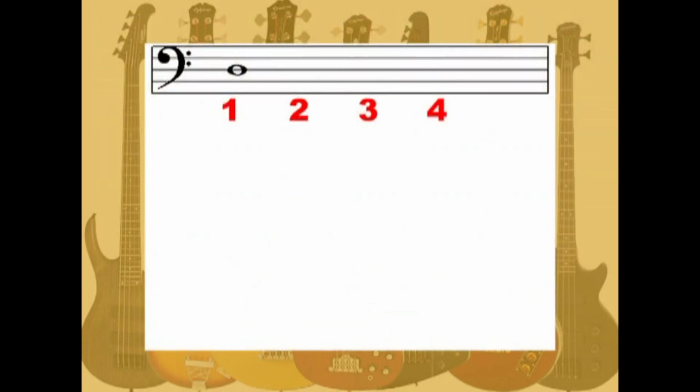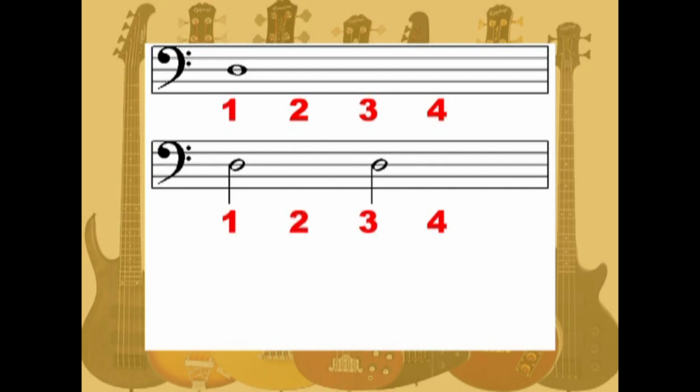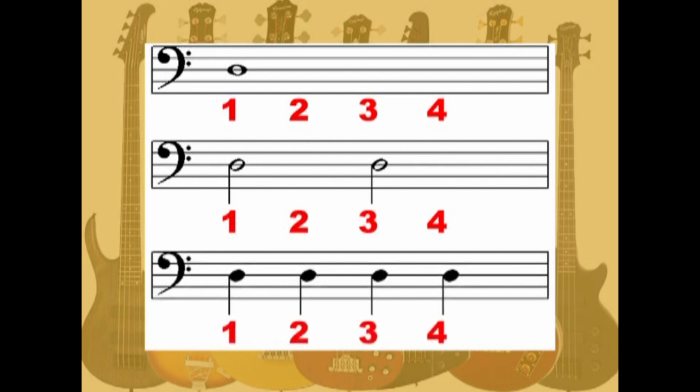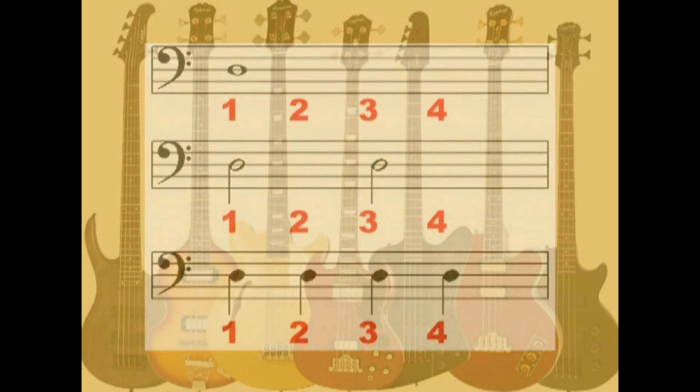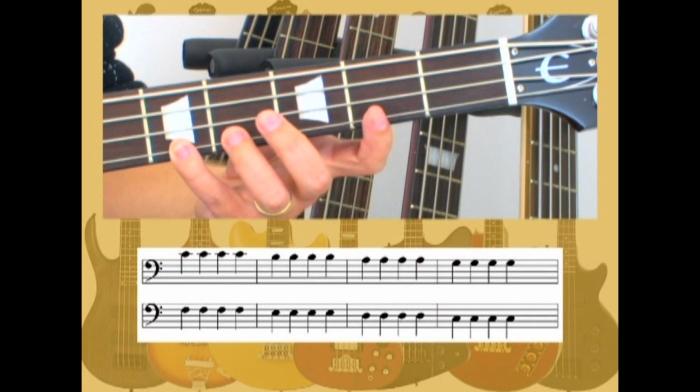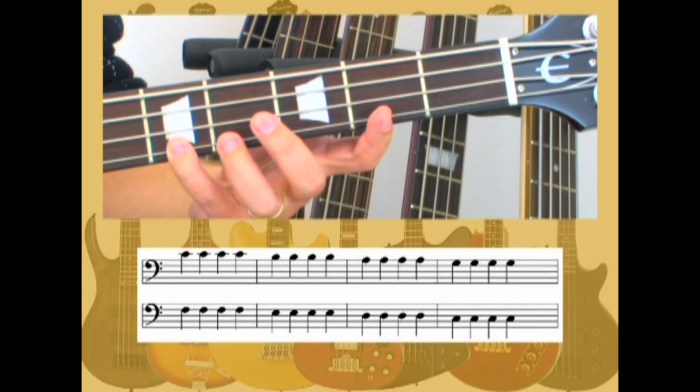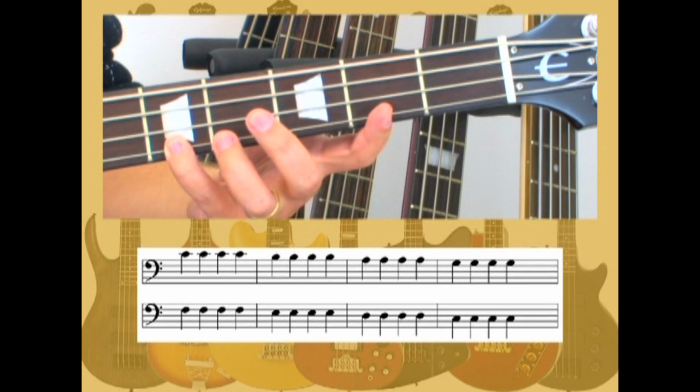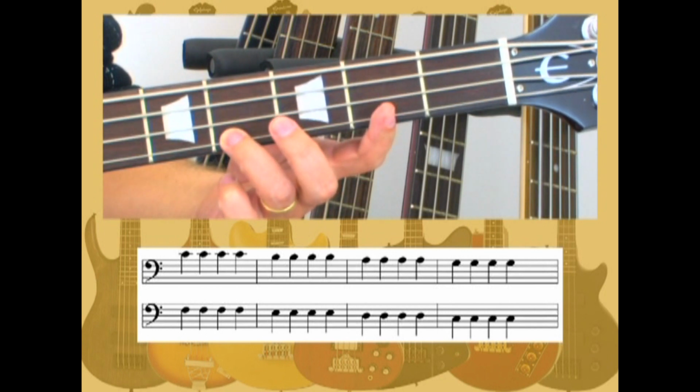A whole note receives 4 beats, a half note receives 2 beats, so a quarter note receives 1 beat. Starting on the higher octave C note, we will play a note for each beat. 1, 2, 3, 4, 1, 2, 3, 4.